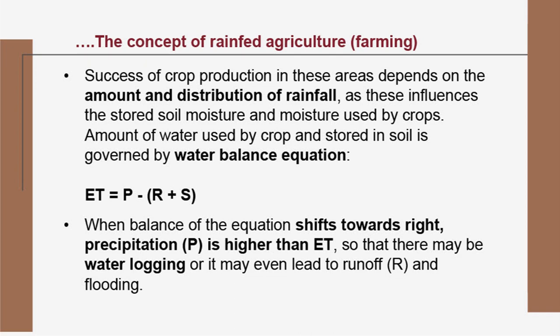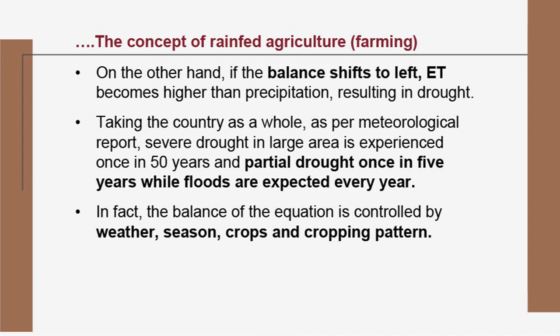So we should see the water balance equation. ET is equal to P minus R plus S. So when the balance of the equation shifts towards the right side, precipitation is higher than the ET, so there may be water logging, or it may even lead to runoff and flooding. On the other hand, if the balance shifts to the left side, that means ET becomes higher than precipitation, resulting in drought. So in general, the purpose is to conserve the moisture so that the regular supply of water is ensured to the crops.